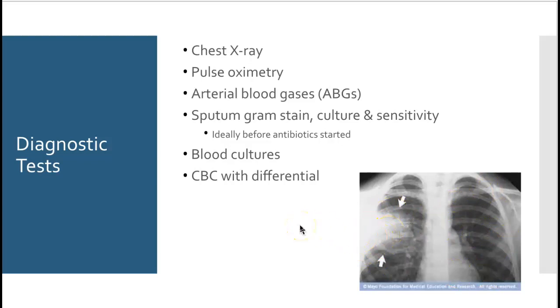Also pulse oximetry, ABGs, again, only if we think that they're really bad. Sputum gram stain and culture for sensitivity. Ideally, we do that prior to antibiotics, but sometimes we don't get those as early as we'd like. Potentially check for blood cultures, and definitely doing a CBC with differential. And we're looking for that neutrophil shift to determine if it's bacterial.